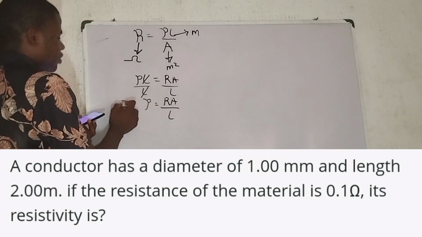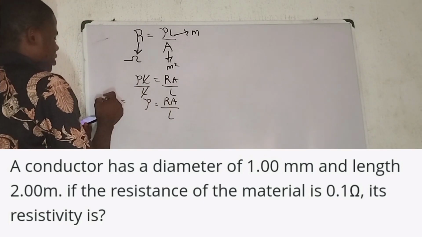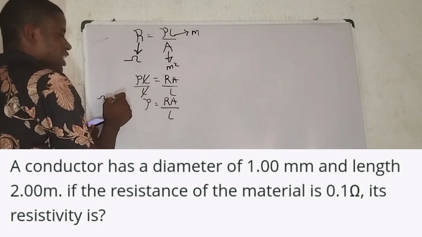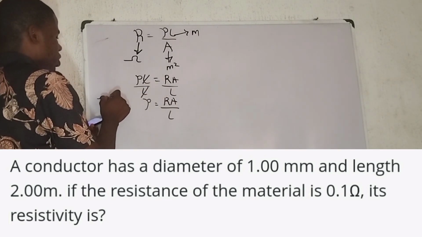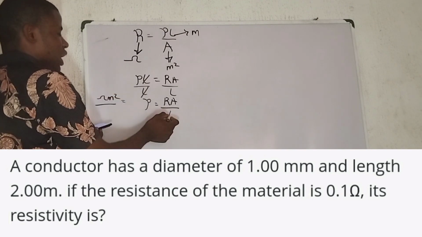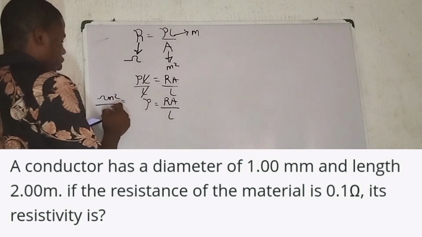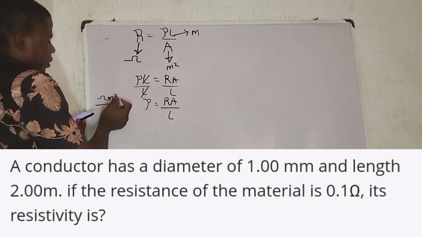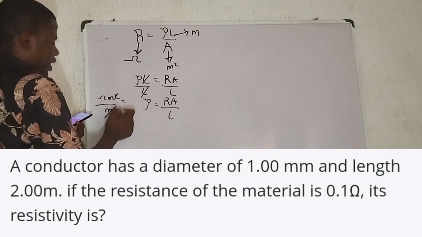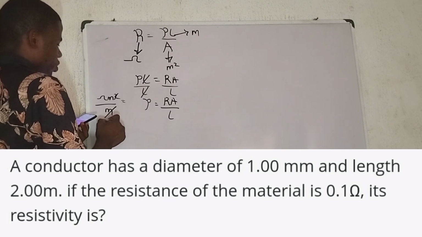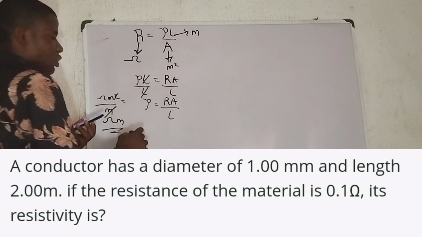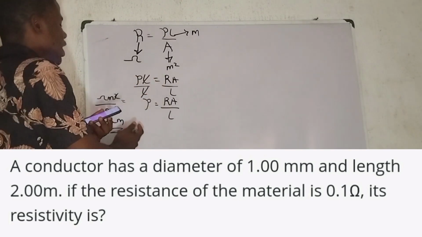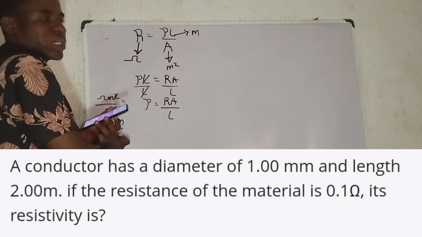Now, watching this, let's try to find the unit of resistivity. The resistance is in ohm. This A, the area of the conductor, is in square meter. And the L, the length of the conductor, is also in meter. Now, 1 meter will cancel 1 meter. So the unit of resistivity becomes ohm meter. Does it make sense? So we are looking for resistivity in this question, and at last we'll write the unit as ohm meter.